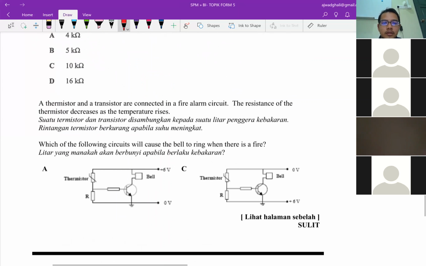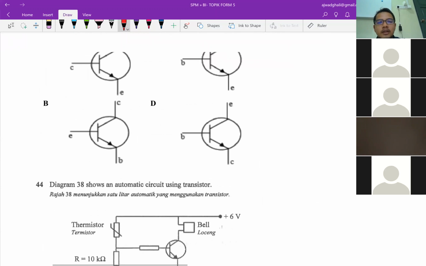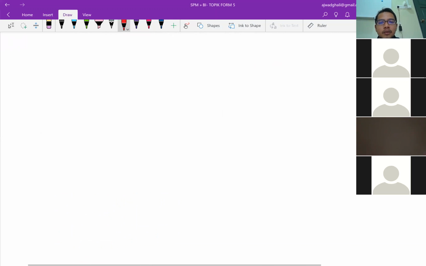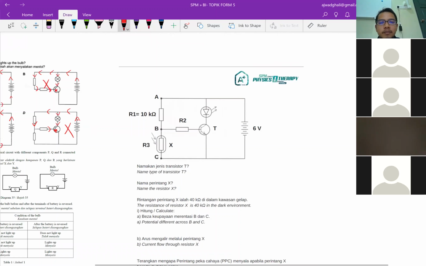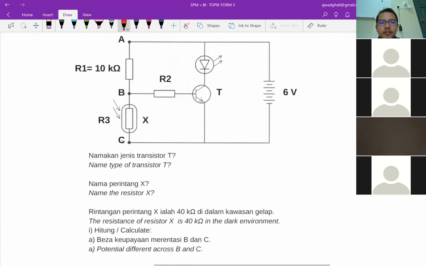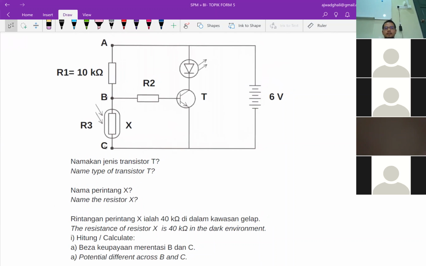We are going through this question to understand it. This is a question that came out in Paper 2 SPM. It relates to calculation. You might snap a picture, or it's okay, later I will send you this.